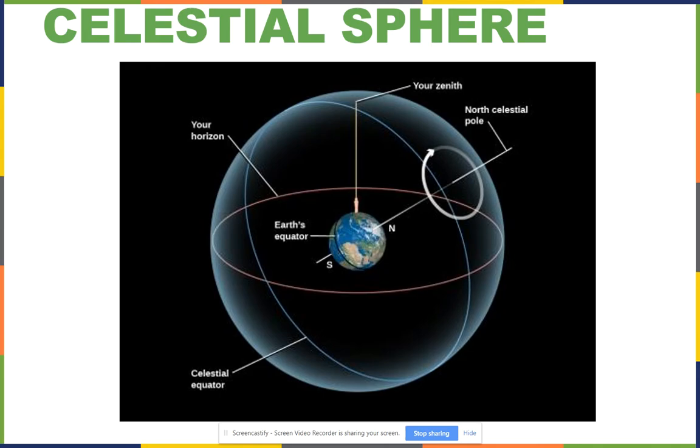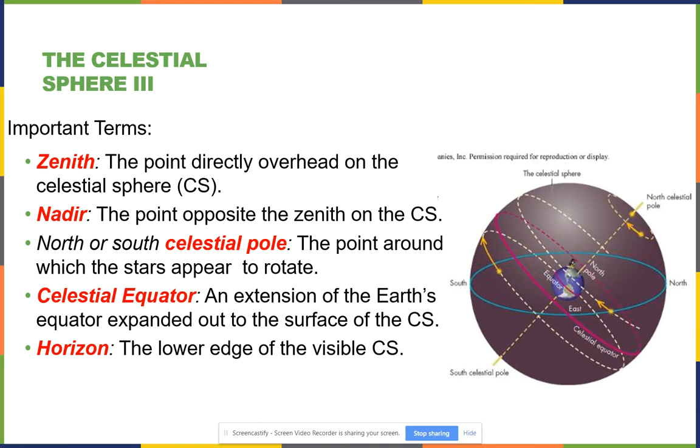And the equinoctial colure is actually not shown here. I thought I had it here. I can draw it in here. The equinoctial colure is the line in the sky that goes from the north celestial pole to the vernal equinox to the south celestial pole.